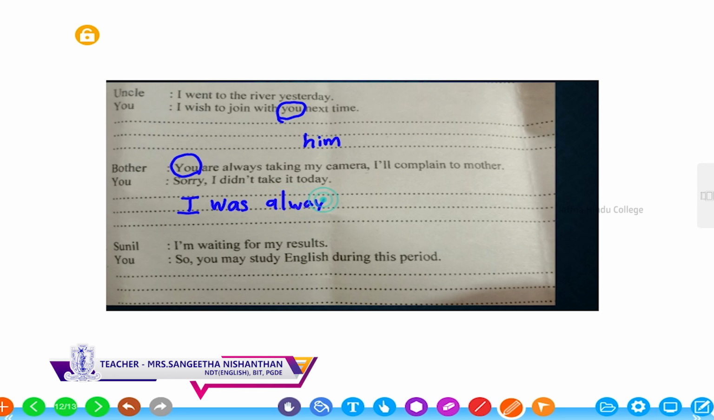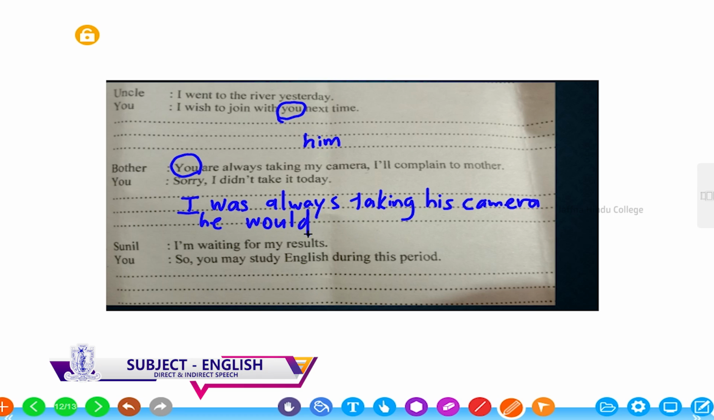always taking. It is my camera, brother's camera, so it is his camera. Taking his camera. That I denotes brother, so he will change will into would. He would complain to mother.